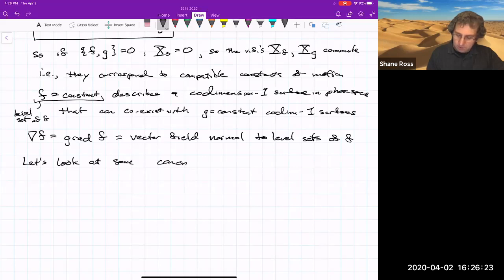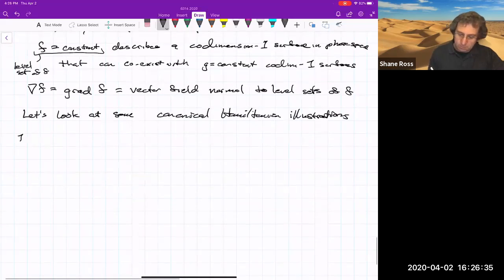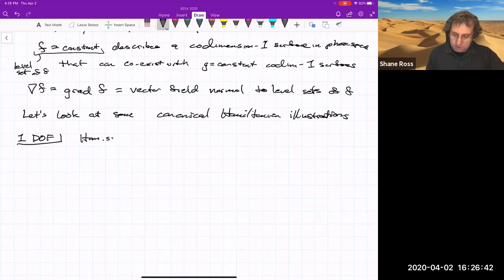Let's look at some canonical Hamiltonian illustrations of this geometry. Like 1 degree of freedom. In 1 degree of freedom, let's say I've got a Hamiltonian system with H, Q, and P equal to our favorite thing in the world, the harmonic oscillator. It's just a rescaled harmonic oscillator.